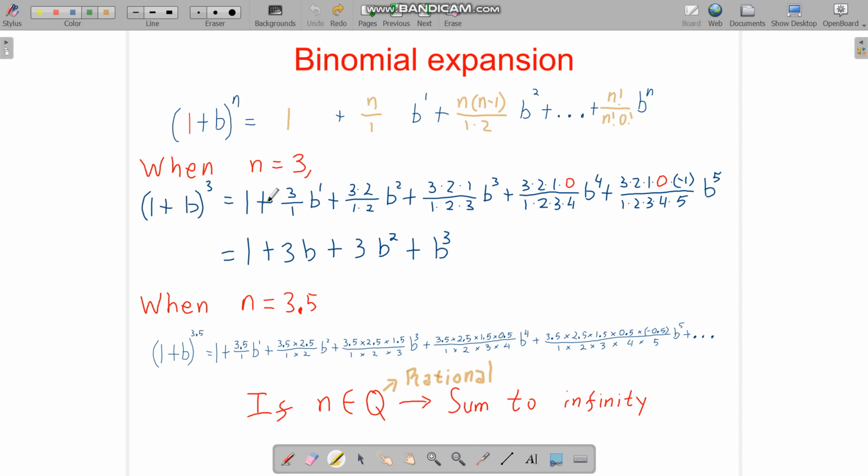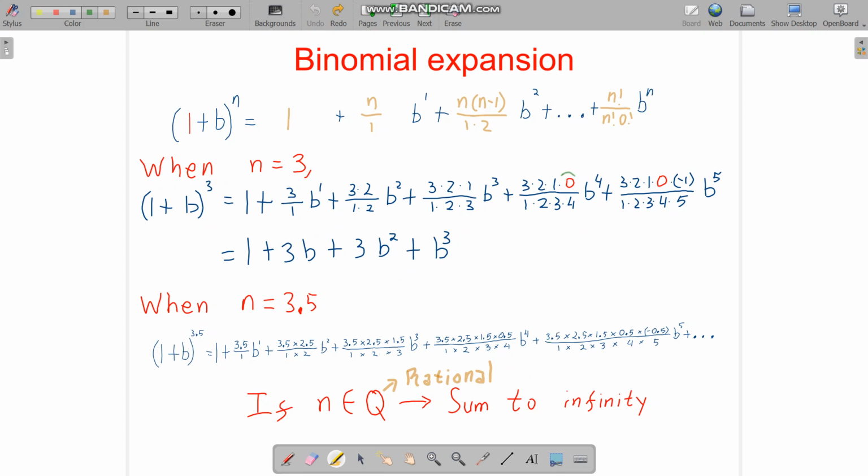Now when n equals 3, we have (1 plus b) to the power of 3. So we have 1 plus 3 over 1, 3 times 2, 3 times 2 times 1. And here we have a 0. So this means we multiply by 0, and 0 times whatever is 0. And this is just 0, so that is why we stop right here. So it makes sense that (1 plus b) to the power of 3 is equal to this, because we have 0.